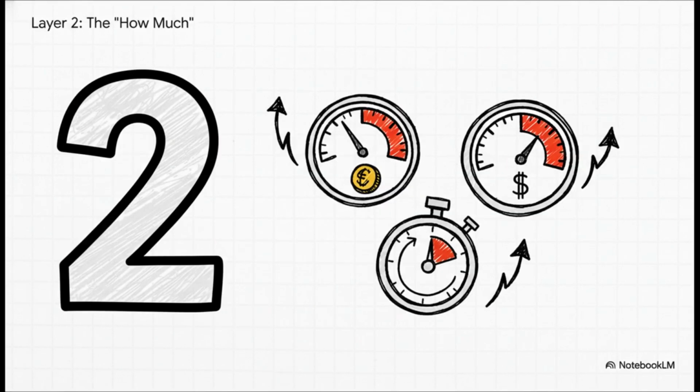Now, layer 2 is the how much, and you cannot ignore this one, because a buggy agent can become a financial black hole fast. We're talking about tracking API costs down to the penny, counting every single token it uses, and measuring how long each step of its thinking process takes. This is where you catch those bugs that don't crash your system, they just drain your bank account.